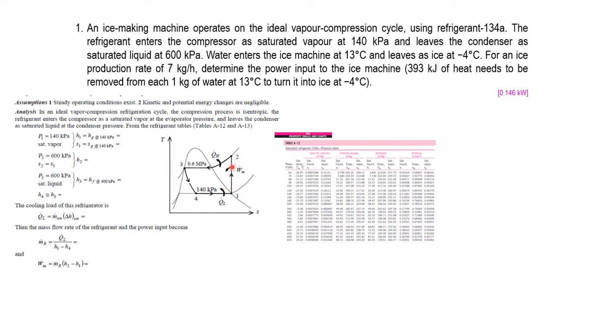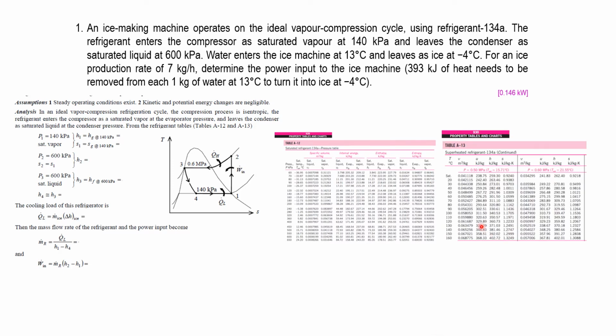Next we focus on point number 2. Now point number 2, if you see, is outside of the dome line. The moment it's outside of the dome line, we can't use the saturated refrigerant pressure table anymore. So we can't rely on Table A12 because now it's no more saturated. Now it is in the superheated region. So to find the value of H2 in the superheated region, we will need to go to Table A13. As you can see here, superheated refrigerant.